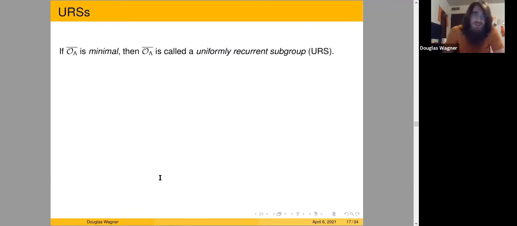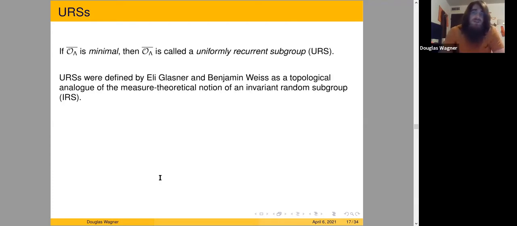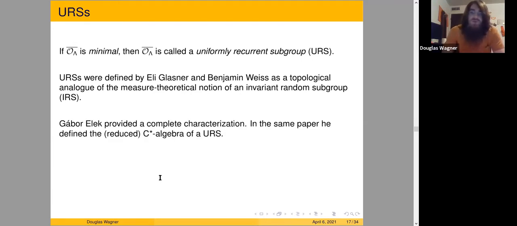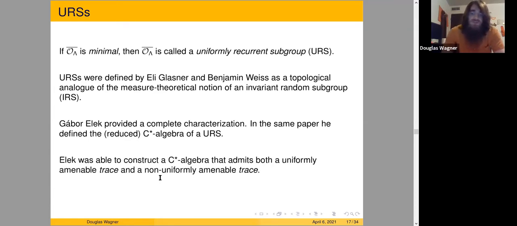A URS is just an orbit closure that is minimal, meaning it doesn't properly contain any other orbit closures. URSs were defined by Glasner and Weiss as a topological version of a measure theoretic thing, which, if that sounds familiar, it seems to also have been to Gábor Elek, who used URSs to create a new kind of C-star algebra. And one C-star algebra he made from them was able to answer an existence question.